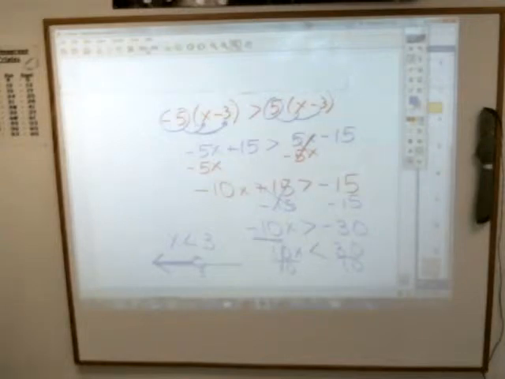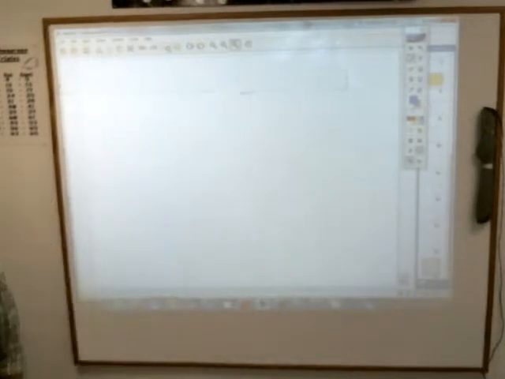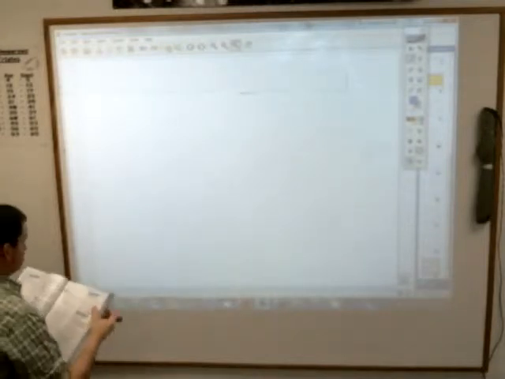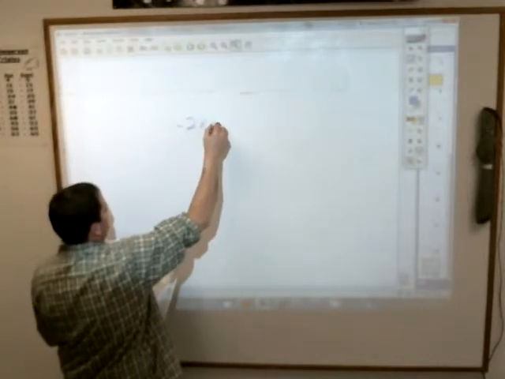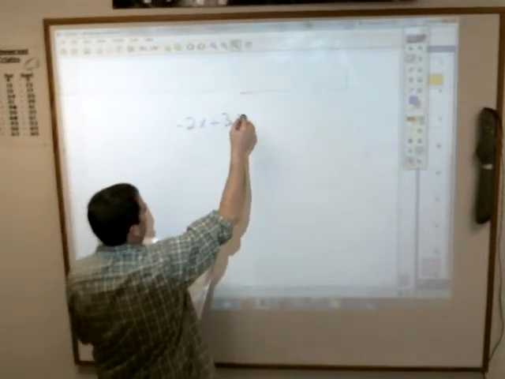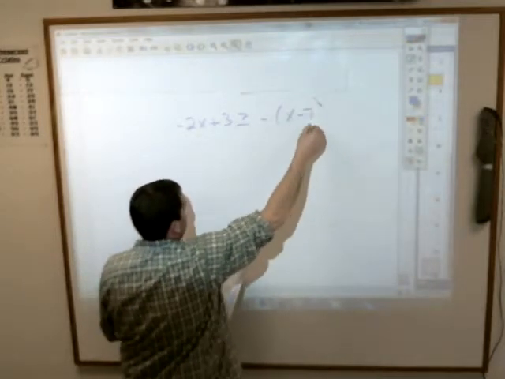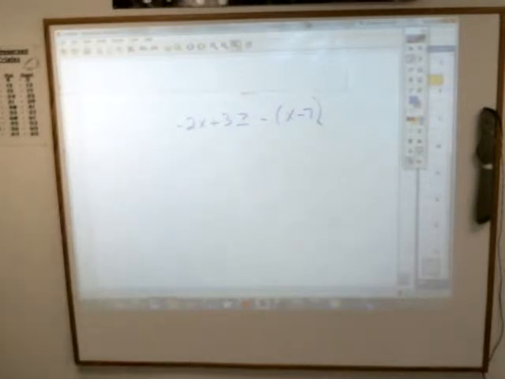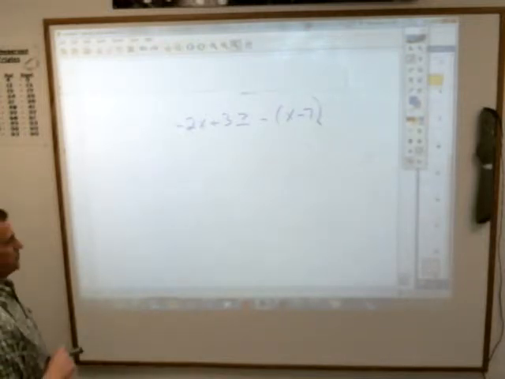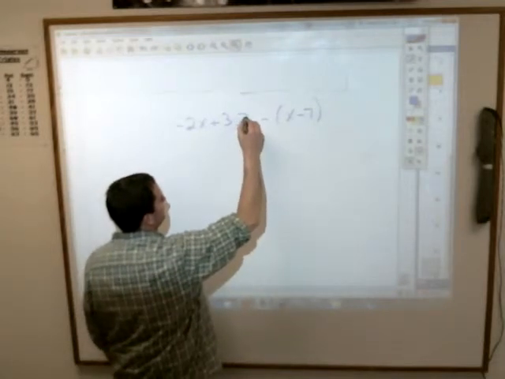How about this one? We've got one shot world here. Negative 2x plus 3 is greater than or equal to a negative x minus 7. There you go. Do what you can. Let's see if we can't get the right answer here.